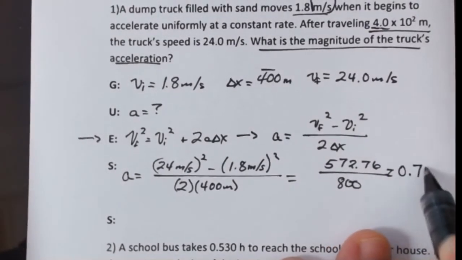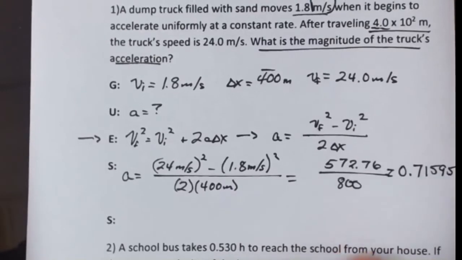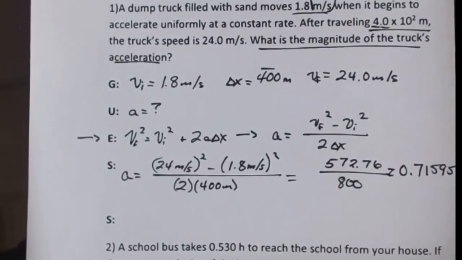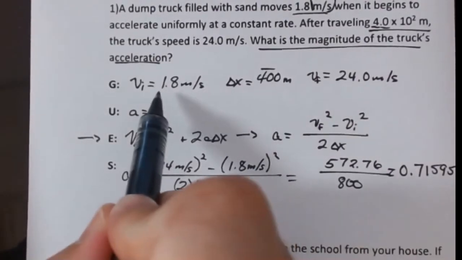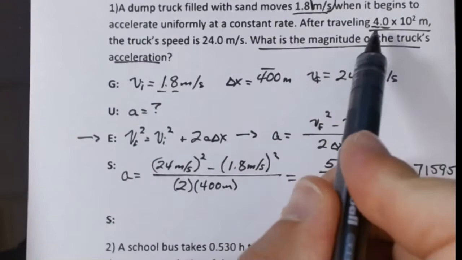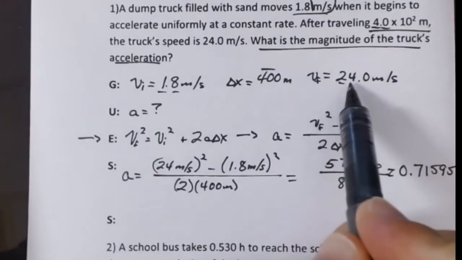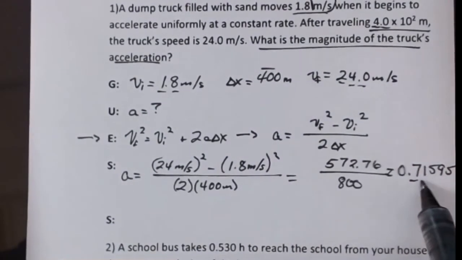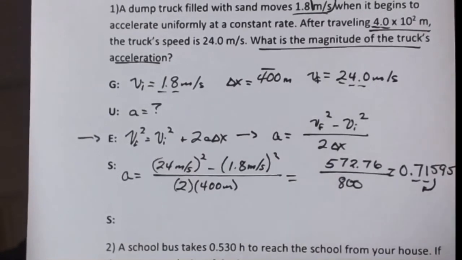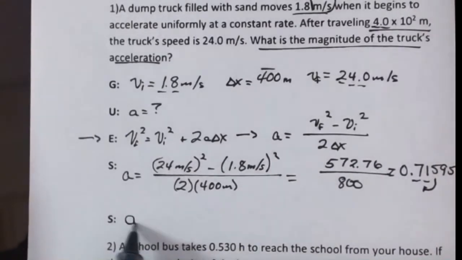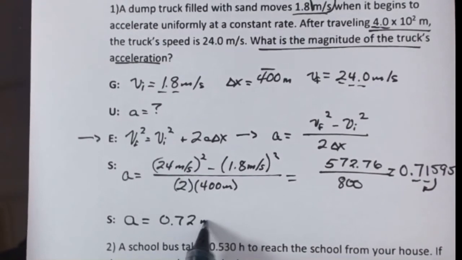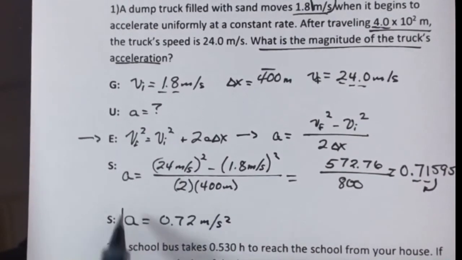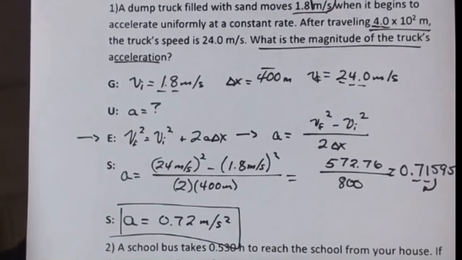And our answer is going to be 0.71595 meters per second squared. Well, we want to make that fancy for the dancy. So we've got 2 sig figs, 2 sig figs, and 3 sig figs. So we're going to keep 2 sig figs, and the third is going to round the second. So we have acceleration equals 0.72 meters per second squared. We're going to box that in. That's the problem.